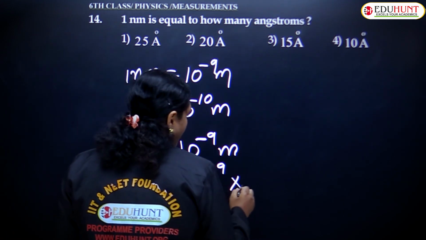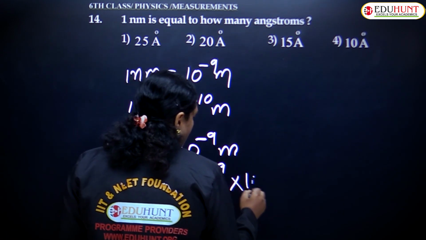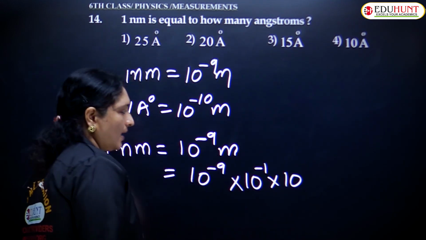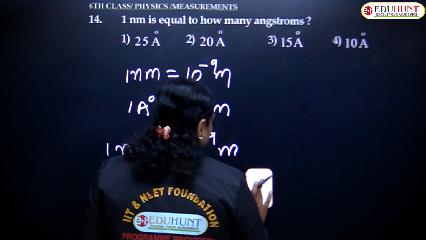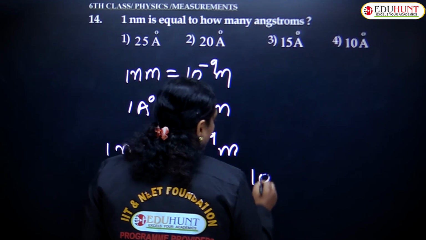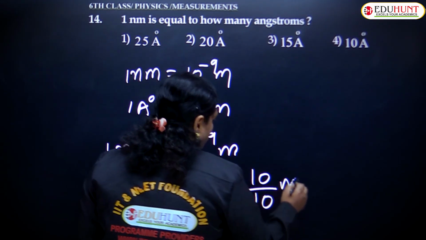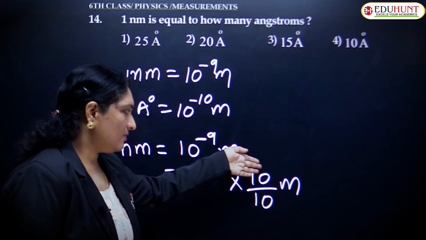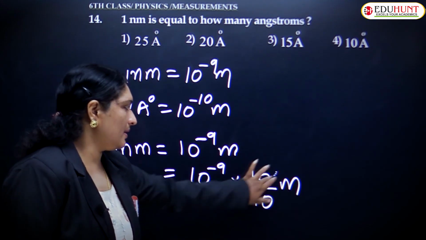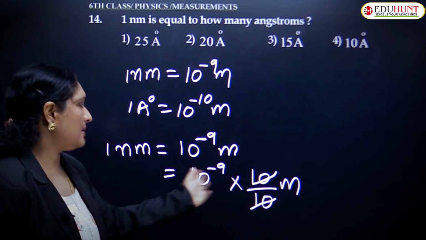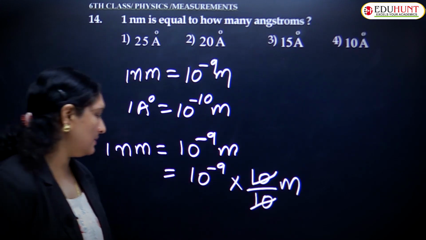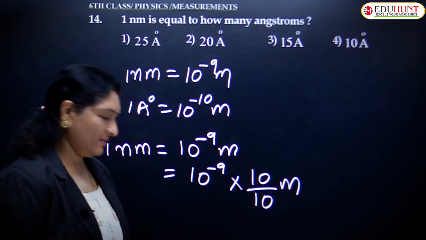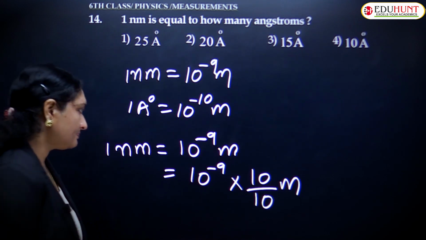So, what I do is 10 power minus 1 into 10, that is, 10 upon 10. I kept 10 power minus 9 as it is. Whatever number I multiply, the same number I divide. So, same answer, 10 power minus 9 meters only. What I did is, I multiplied with 10 and I also divided with 10.